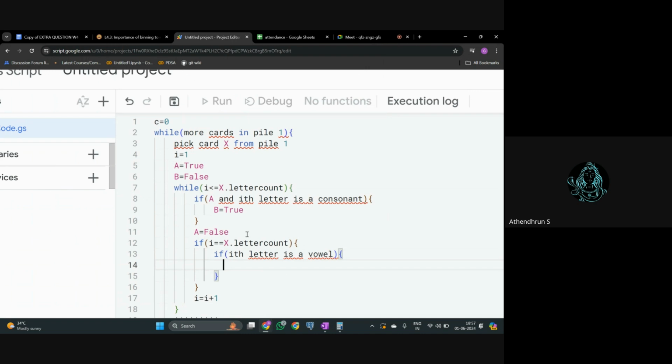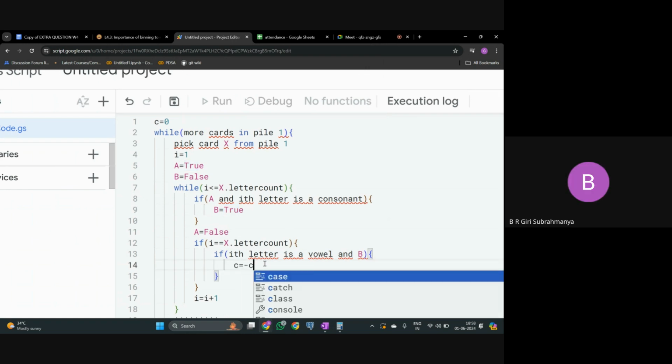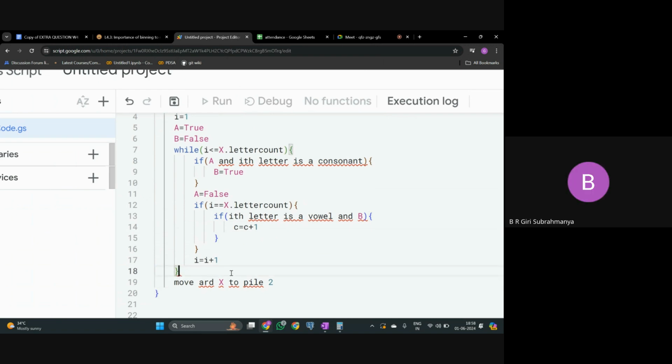A is equal to false, B is equal to false. No, you need not. See, A is only for the first letter. After that, nothing to do with A. Is there any way to use B? See, if I write, if ith letter is a vowel and B, what does it mean? The last letter is a vowel, and if B is true, what does it mean? The first letter was a consonant, right? So for this, we can write C is equal to C plus 1, right? So in this way, it will work, right?